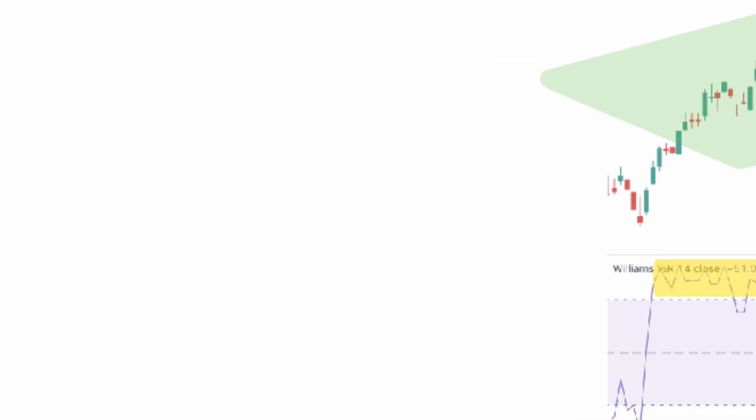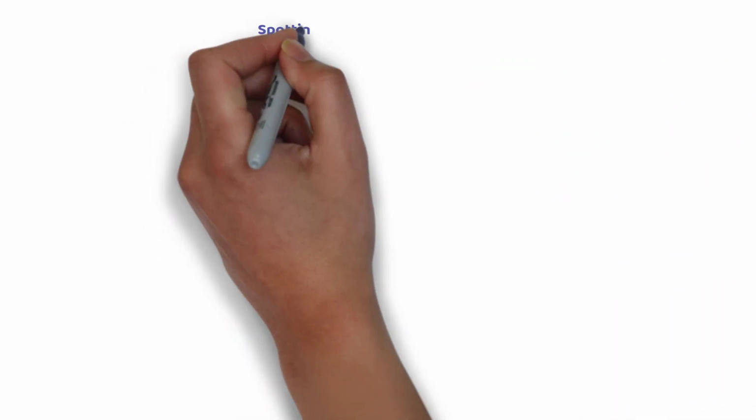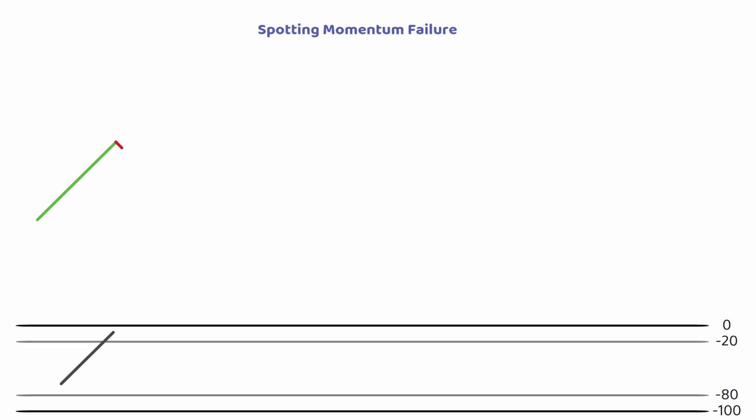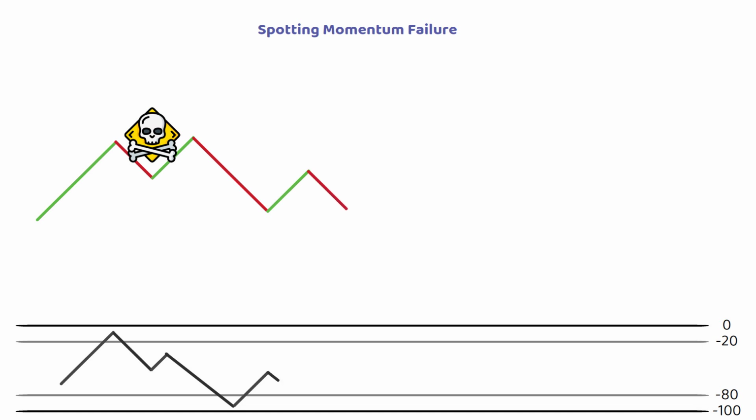Another crucial signal from Williams %R is spotting momentum failure. In a strong uptrend, if the price falls and the indicator drops below -20, but fails to recover above -20 in the next move, the uptrend might be in danger. The same applies to a downtrend when the indicator cannot reach the -80 level as the price changes direction.